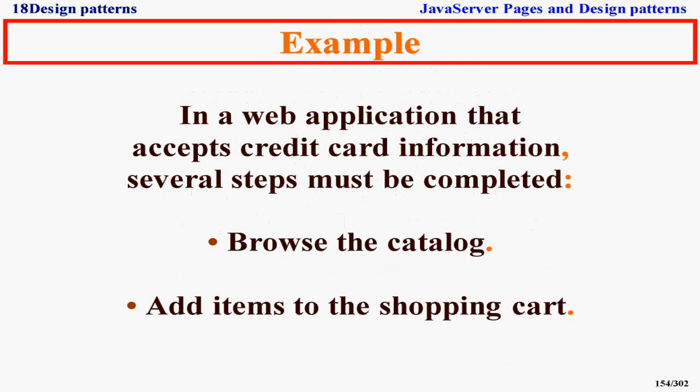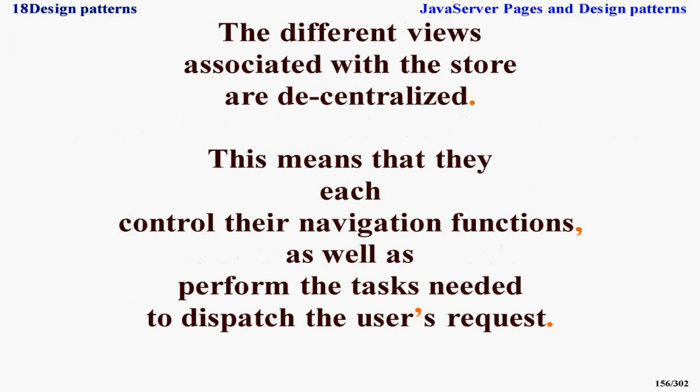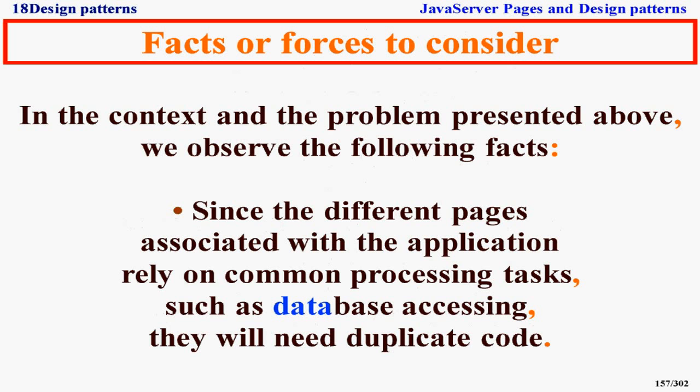Example. In a web application that accepts credit card information, several steps must be completed. Browse the catalog. Add items to the shopping cart. Confirm the checkout. Get the name and shipping address of the receiver. Get the name and billing address and the credit card information of the payer. The different views associated with the store are decentralized. This means that they each control their navigation functions, as well as perform the tasks needed to dispatch the user's request.